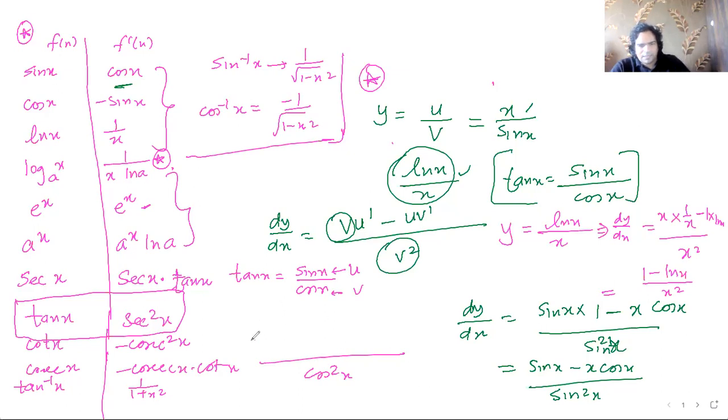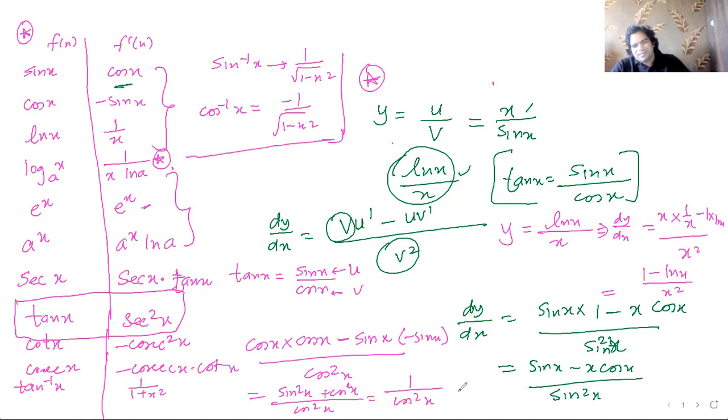Then cos x as it is, times the derivative of sine x, which is cos x, minus sine x as it is, times the derivative of cos x, which is negative sine x. So the numerator becomes sine squared x plus cos squared x over cos squared x. That's nothing but 1 over cos squared x, which is sec squared x. So you can see how we can prove the derivative of tan x being sec squared x using the quotient rule.